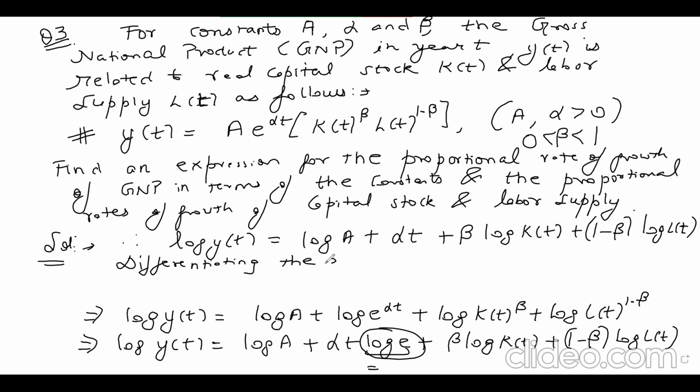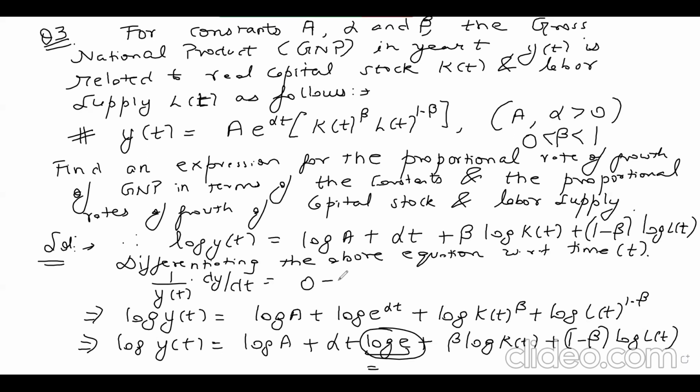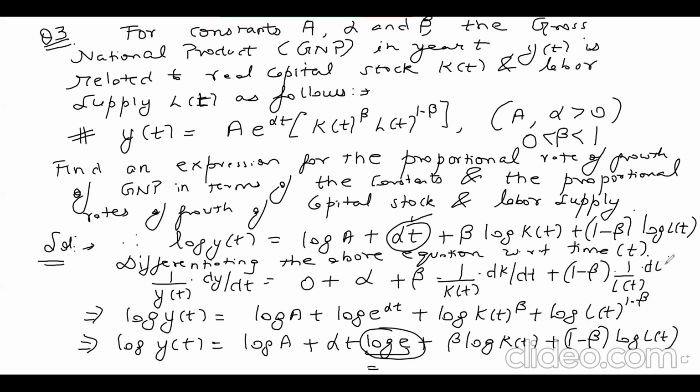So differentiating the above equation with respect to time, which is t, I get 1 over yt times dy by dt is equal to the derivative of log a, which is 0, plus the derivative of alpha t with respect to t, which is alpha, plus beta times the derivative of log kt, which is 1 over kt times dk by dt, plus 1 minus beta times the derivative of log lt, which is 1 over lt times dl by dt. This is what I get.